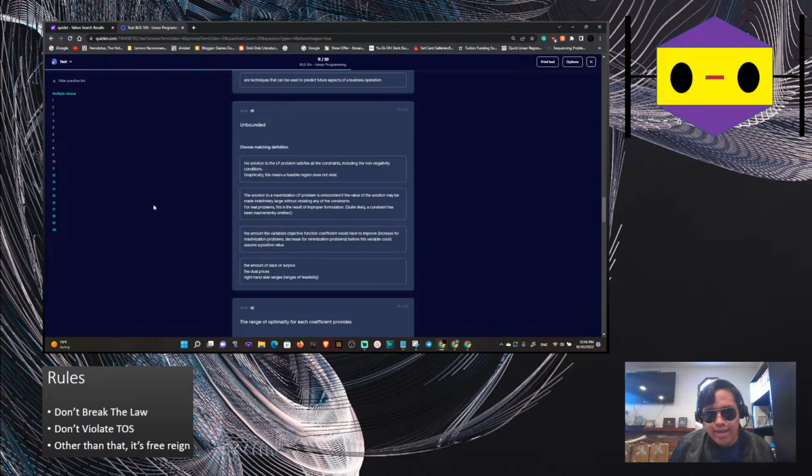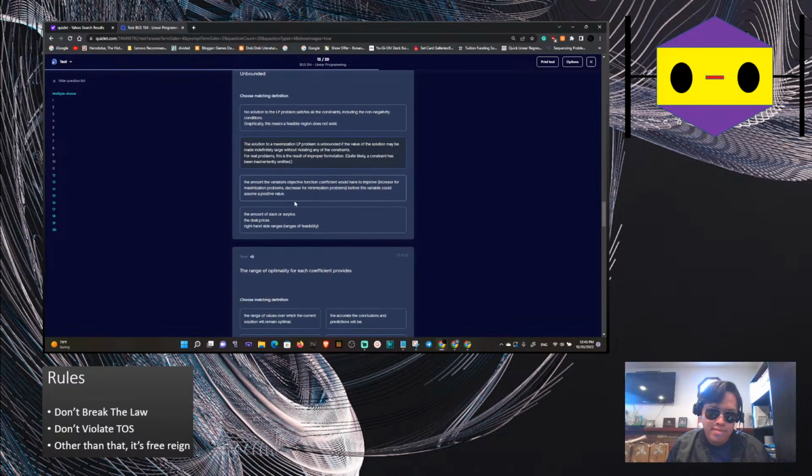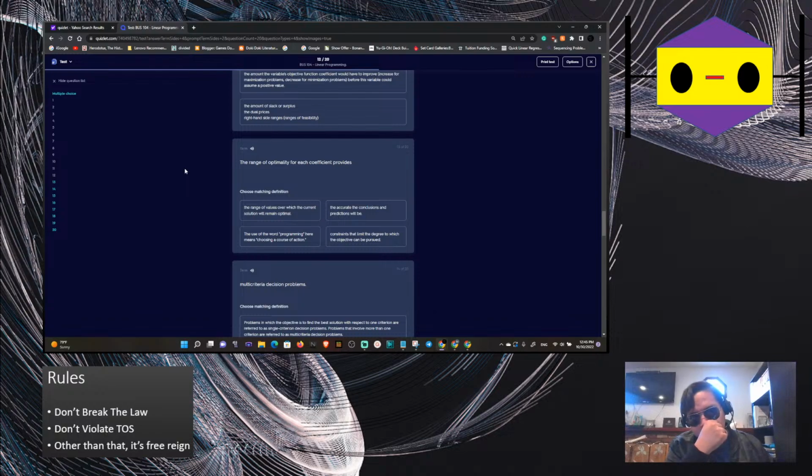A or B. Let me see. A or B? This is the one that's interesting. What do you think? Unbounded. Okay. I'll go with B because A didn't talk about unbounded. The range of optimality for each coefficient provides what? Go with A. The range of values over which the current solution will remain optimal. Good? Yep.